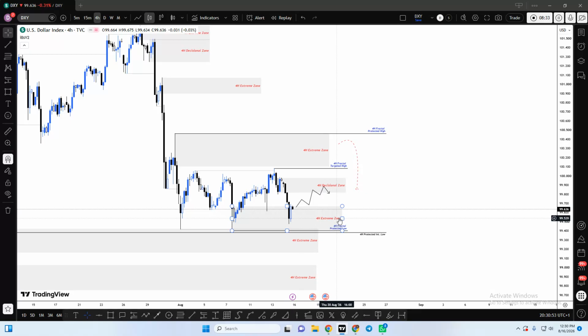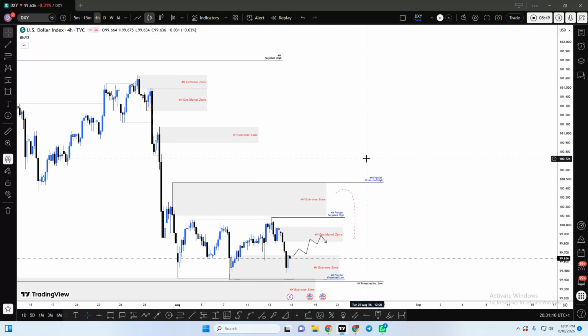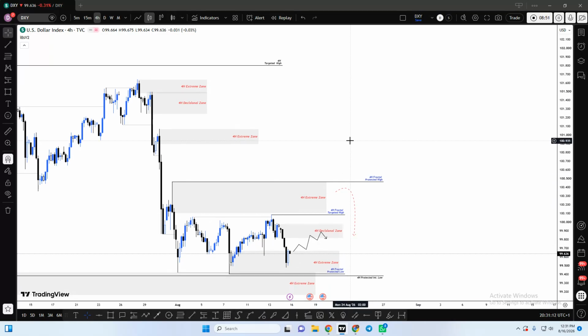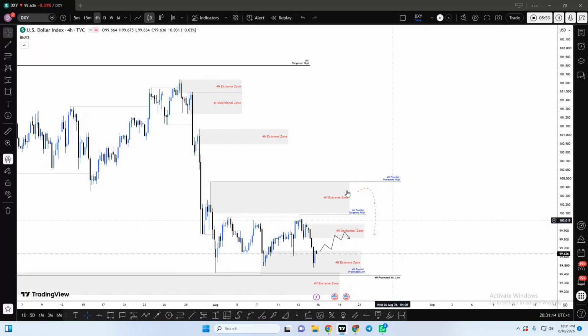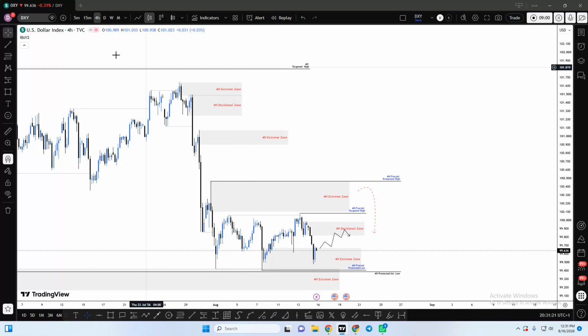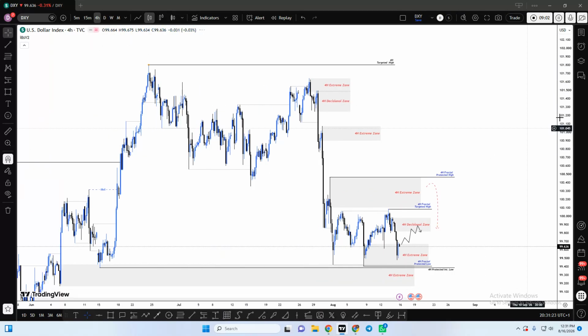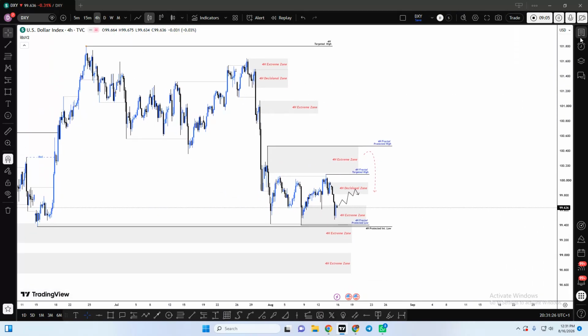So I'd watch how price behaves, or the kind of price action that we get from these zones. If we break and close above the fractal targeted high, that would mean that the bullish pressure is being sustained, and we are looking for buys in the DXY, basically buy to sell. That is it on the DXY.